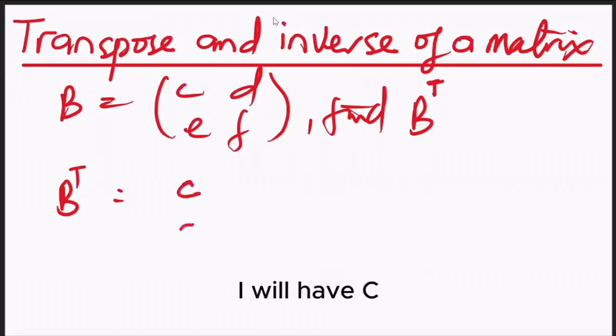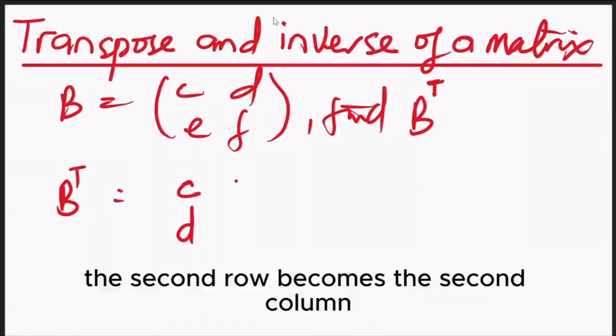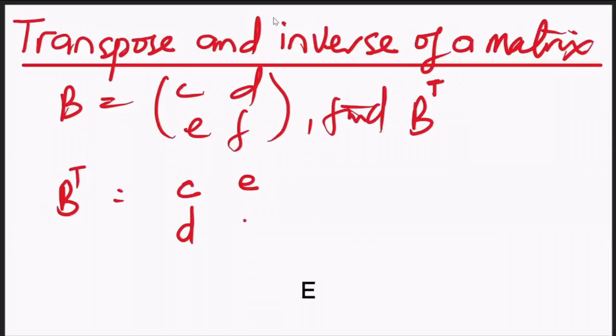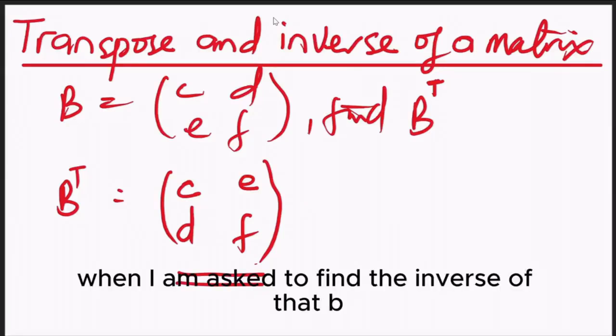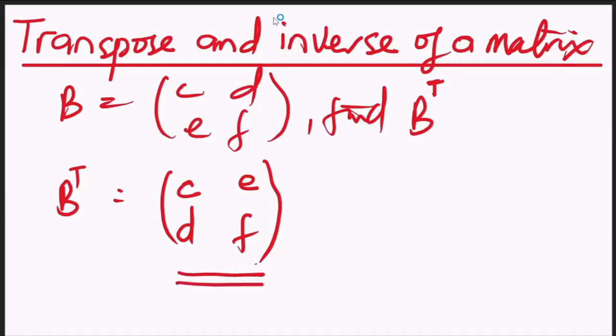So my B transpose, BT, equals, what is a row there becomes the column. I will have C, D. What is a column? The second row becomes the second column. E, F. This is my answer.